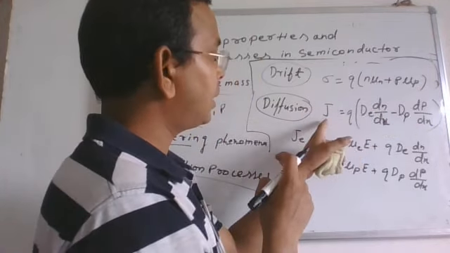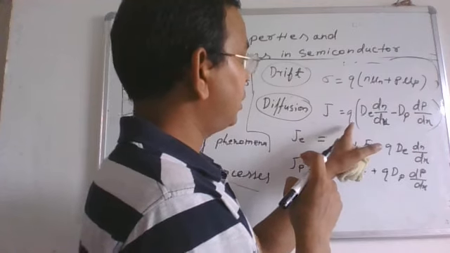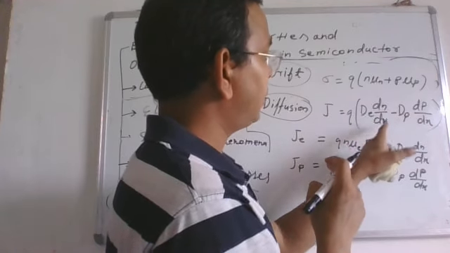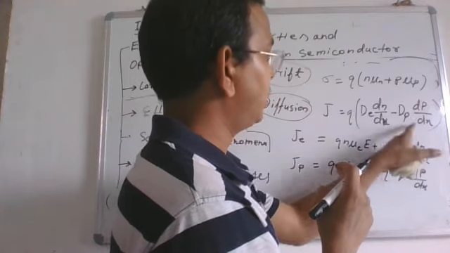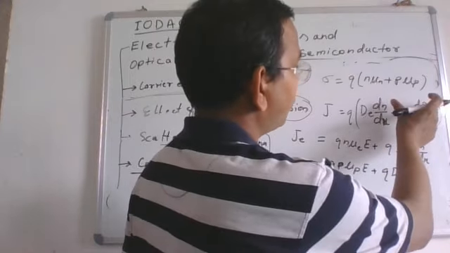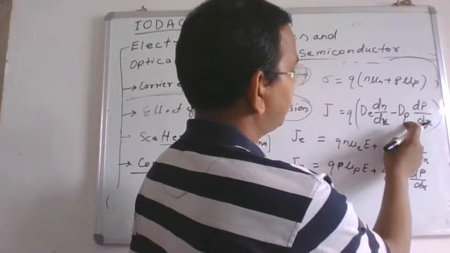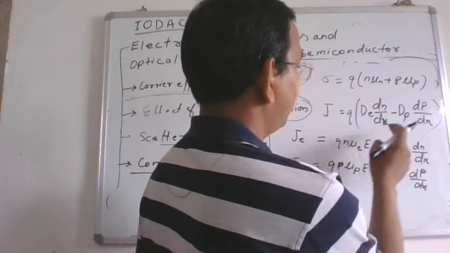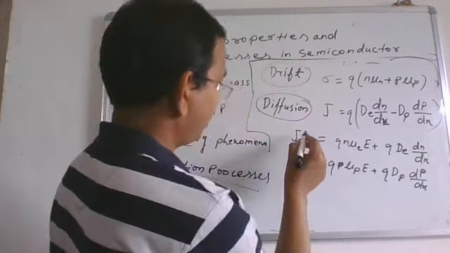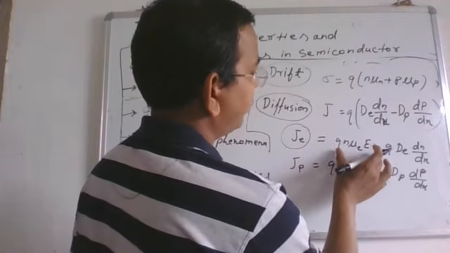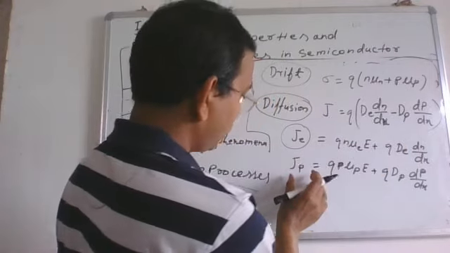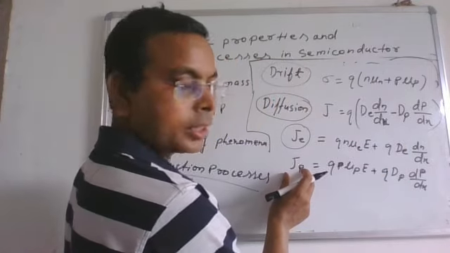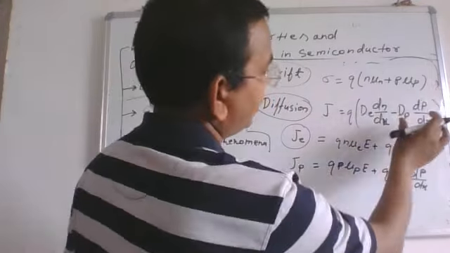And in the diffusion phenomenon, the current density J is given by q times Dn dn/dx minus Dp dp/dx, where n and p are the carrier concentrations of electrons and holes, and Dn and Dp are the diffusion constants. So the total current density we can get by adding these values, the drift and diffusion components.